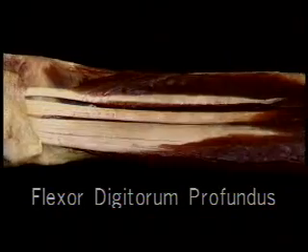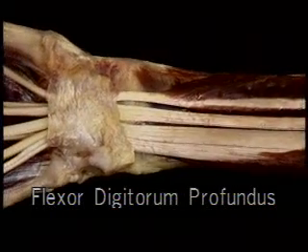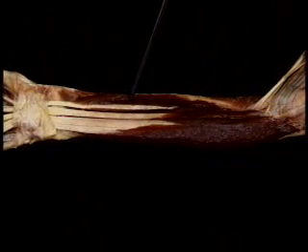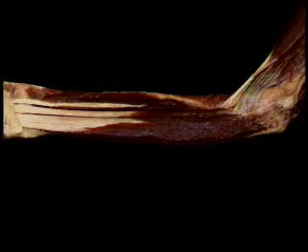Here are its four tendons, entering the carpal tunnel. We'll follow them in a minute. This adjoining muscle we'll see later on. It's flexor pollicis longus, the long thumb flexor.